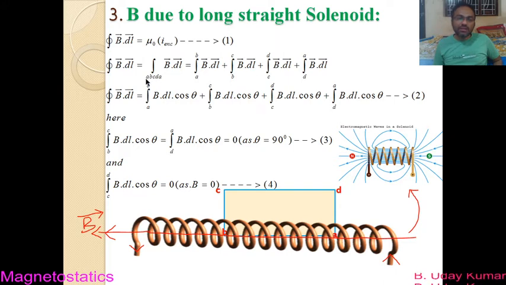And hence I am taking the closed path as A, B, C, D. I am just representing that closed path like this. So that means this closed path is starting from A and also ending on A. So it represents that this is the line integral of magnetic field around a closed path.